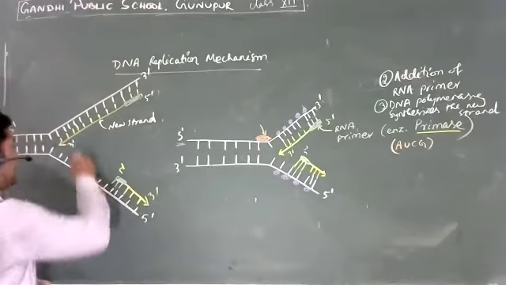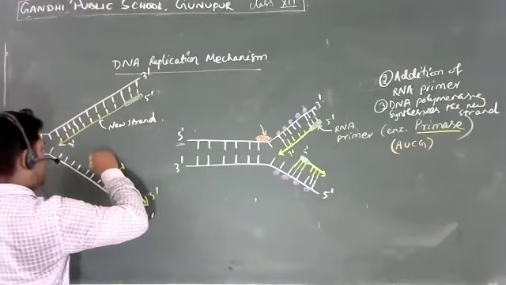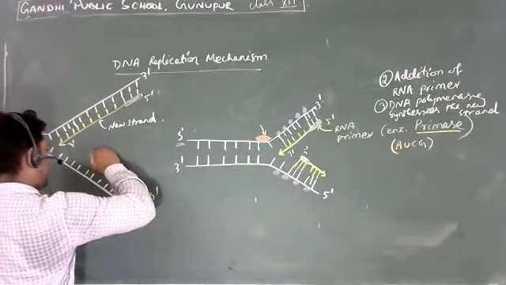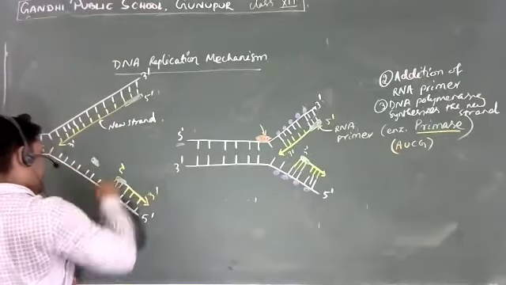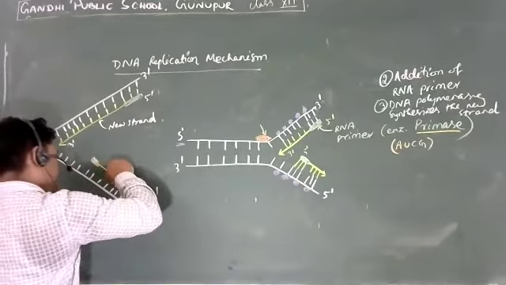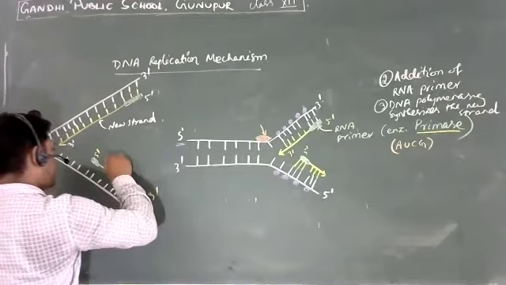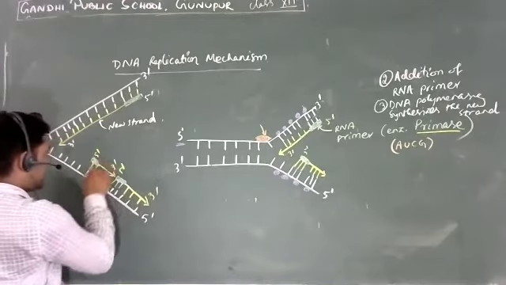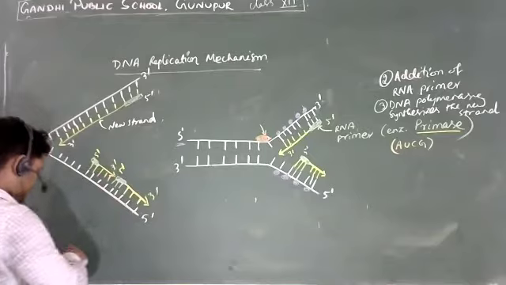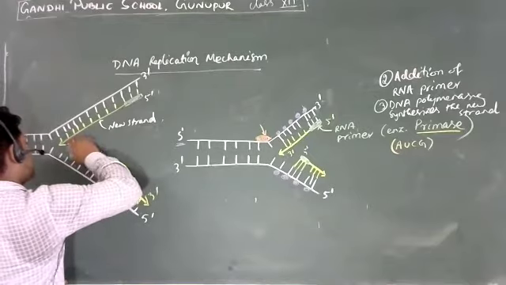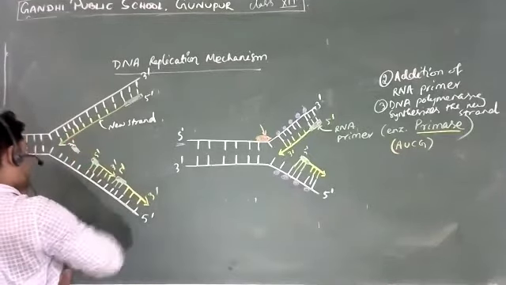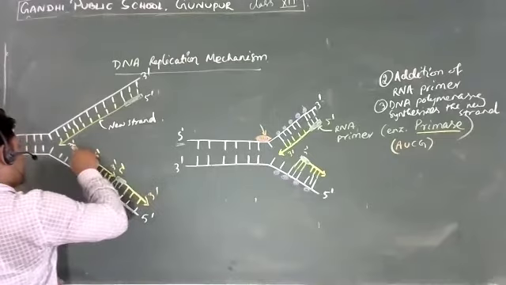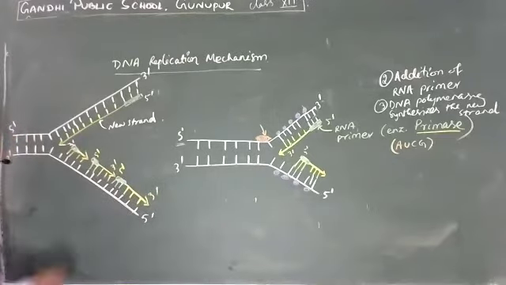Now, as the DNA is getting opened again and again, the space here increases, and because of that, again, there is going to be a new primer added. And again, we are going to have the polymerization in this direction. So again, 5' to 3', and this process continues. Again, as the space is available, a new primer is going to be added, and it's going to form the new strand.